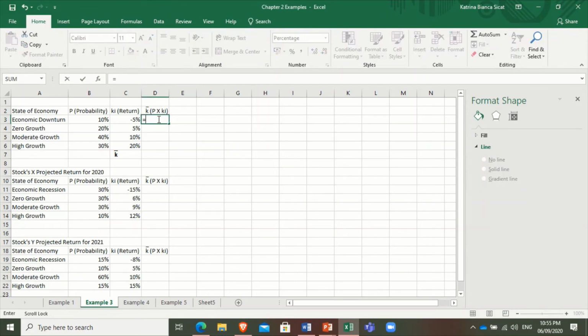You simply multiply the probability with the return. Kung kanina sinabi ko nga, the chances of getting a recession is 10%, and if it happens, the return that you would be getting is a negative 5%. So, multiply lang natin, equal sign, 10% multiplied by negative 5%. Okay. So, close parenthesis, enter. So, i-drag lang natin yung ating formula. Automatic na yan. And, isa-sum lang natin, i-add natin, you will get 10.5%.